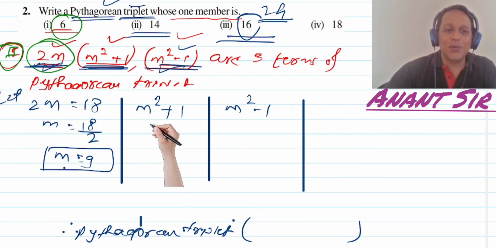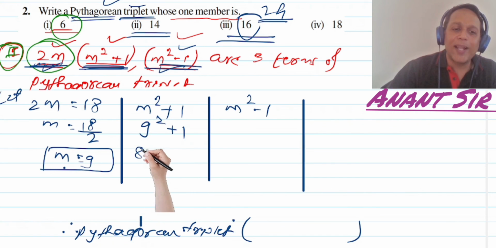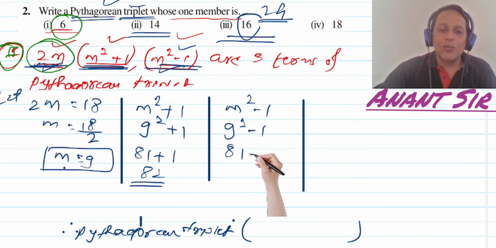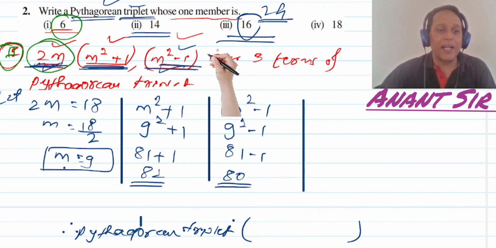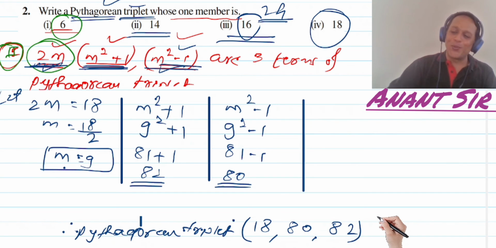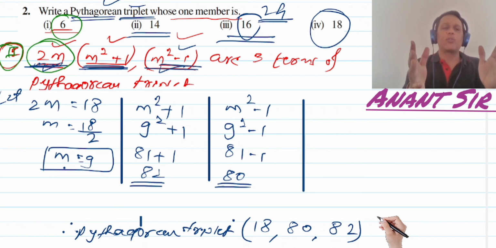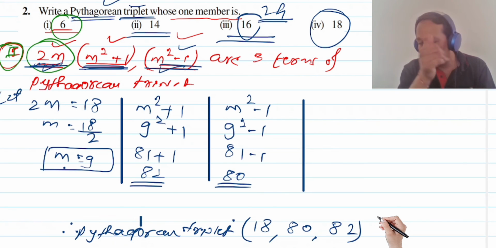So, let's solve this question. m is equal to 9, so it becomes 9 square plus 1, that is 81 plus 1 equal to 82, the second member. And then 9 square minus 1, 81 minus 1 equal to 80, the third member. So the Pythagorean triplet is: first number they have given, 18, and the other two numbers we have found are 80 and 82. So friends, I hope you have understood the question. This is a very important question. Remember that this type of question is going to come in your exam. I am 100% sure.